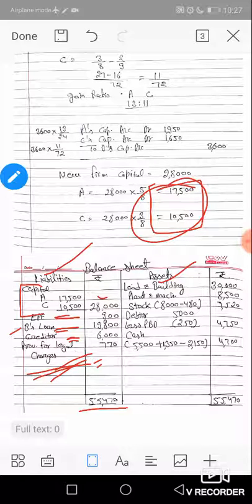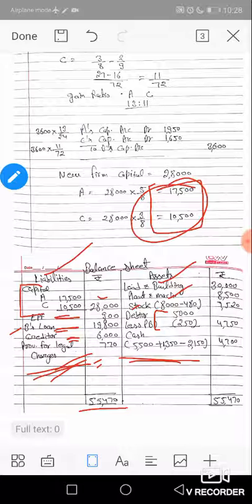Land and building on the asset side, given 25,000, 5,000 increased in revaluation account, so total is 30,000. In plant and machinery there is no change, 8,500 same to same transferred. Stock is 8,000 but 480 is reduced, so 8,000 minus 480 equals 7,520. Debtors are 5,000 but the new PBD is 5%, so 5,000 minus 5% equals 250 minus, so 5,000 minus 250 equals 4,750.